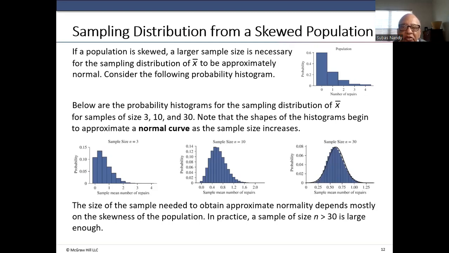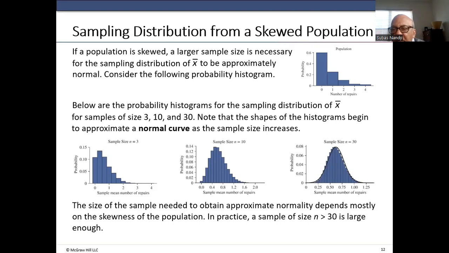Skewed to the right, or positively skewed, the population on the top. But then you are drawing samples of different sizes from this positively skewed distribution. When you draw a sample of size 3 on the bottom left, it's still skewed. This is the probability distribution of X bar, or sampling distribution. Then you draw a sample of size 10. Again, it's skewed to the right approximately.